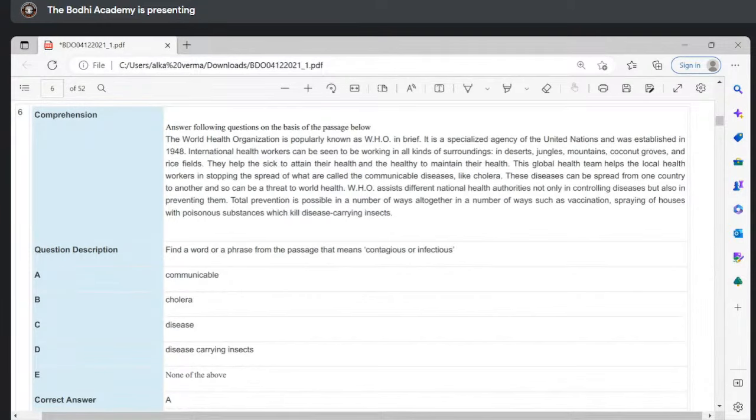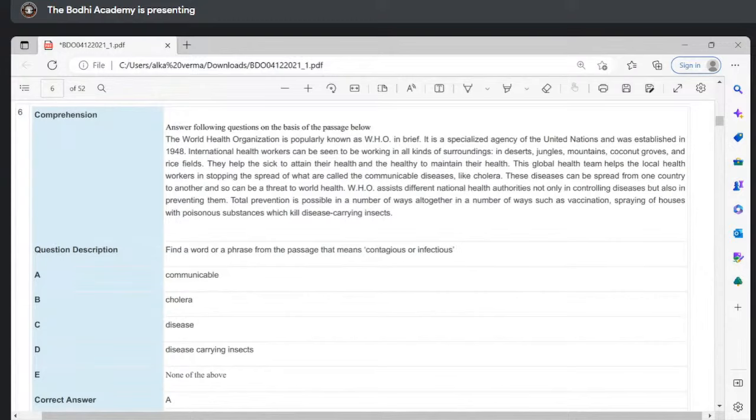So here they are mentioning when it was established, and that it is a specialized agency of the UN, United Nations. And then they are mentioning what they do: no matter what place, whether there are jungles, mountains, deserts, coconut groves, international health workers are always there to make sure that the people are healthy and the entire community is doing well. Then they go on to say that there are many very bad diseases. Communicable diseases would be diseases which spread very fast. So they have to take care of all that.